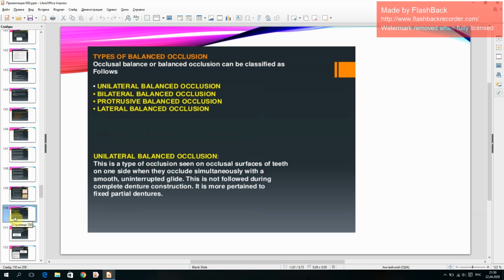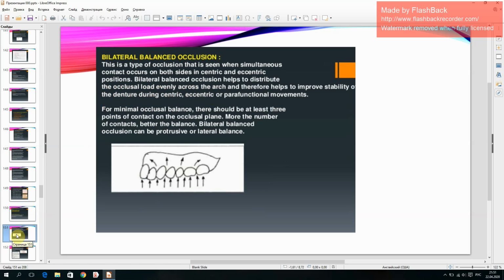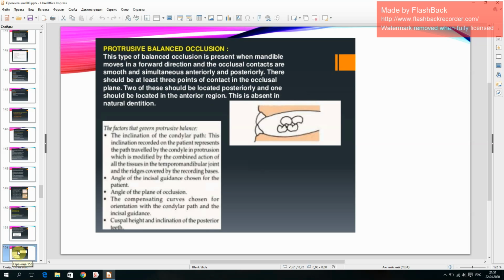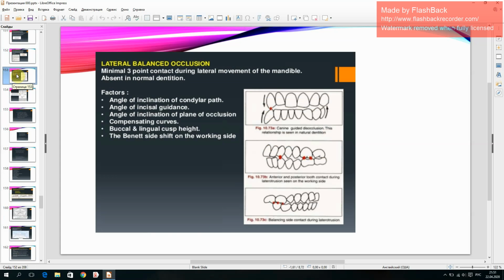Types of balanced occlusion. Occlusal balance or balanced occlusion can be classified as follows: unilateral balanced occlusion, bilateral balanced occlusion, protrusive balanced occlusion, lateral balanced occlusion.